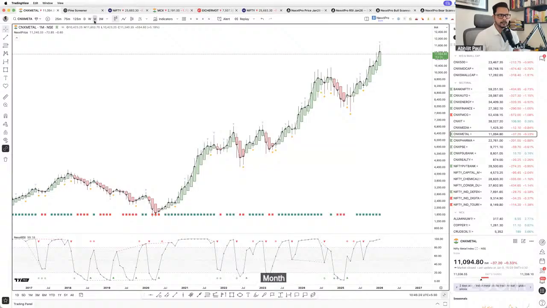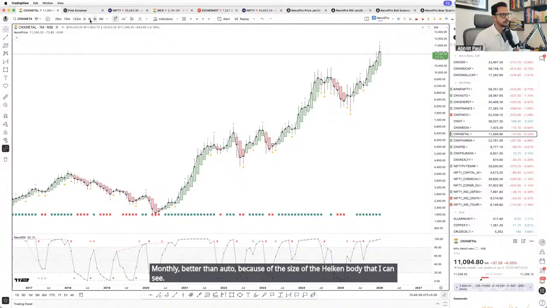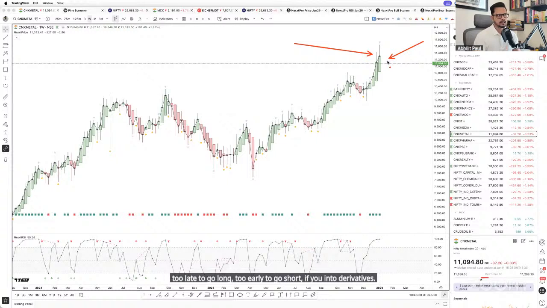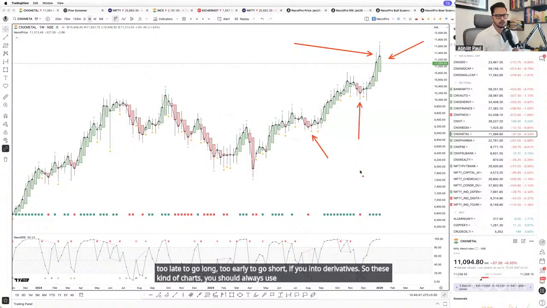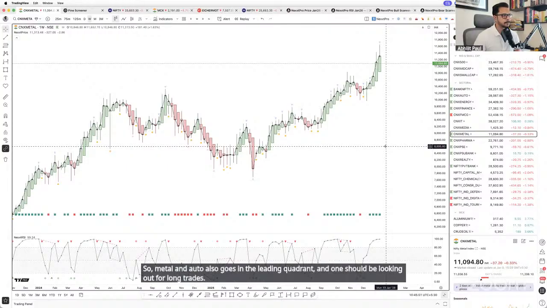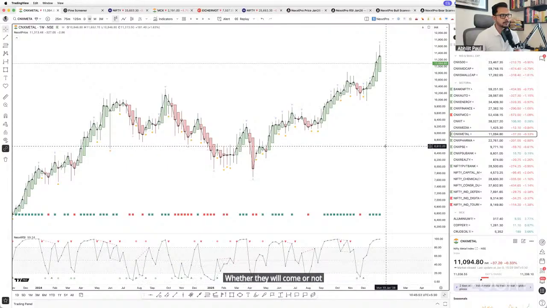Then go to CNX Metal. Monthly, better than Auto because of the size of the Heiken body that I can see. Go to the weekly, same thing. I have a phrase for these kind of charts: too late to go long, too early to go short if you're into derivatives. So these kind of charts, you should always use corrections, short-term corrections like these. So metal and auto also go in the leading quadrant and one should be looking out for long trades. Whether they will come or not, that of course price will tell us.